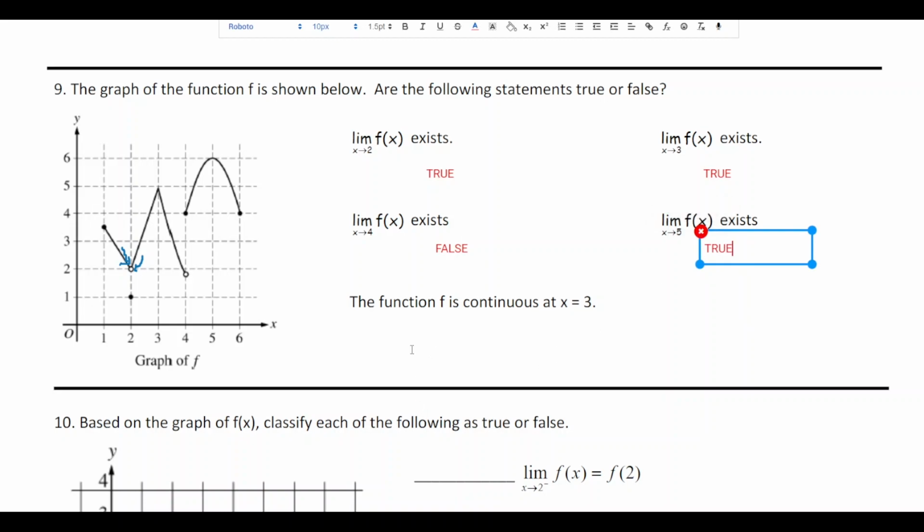The function f is continuous at x equals 3. Yeah, it is continuous at x equals 3. The left and the right-hand limit agree, and the value of the function equals that limit. So, yeah, this is going to be true.